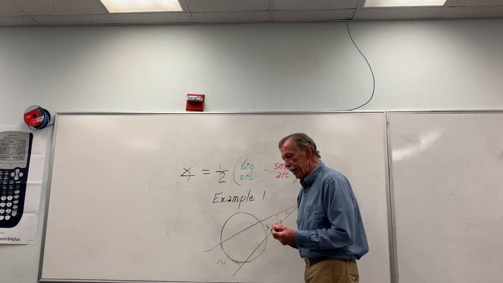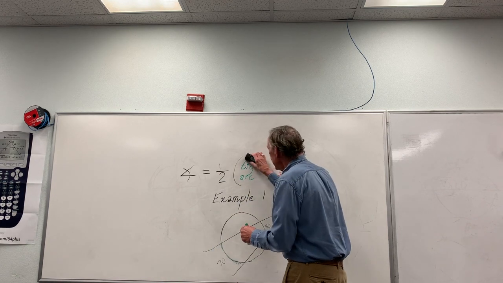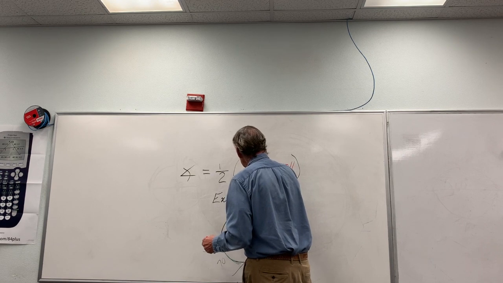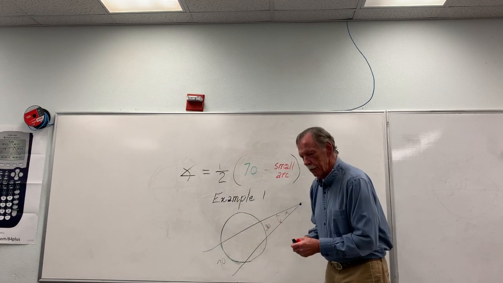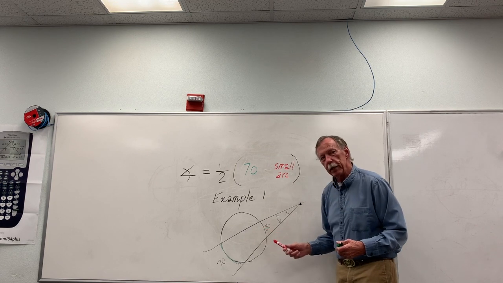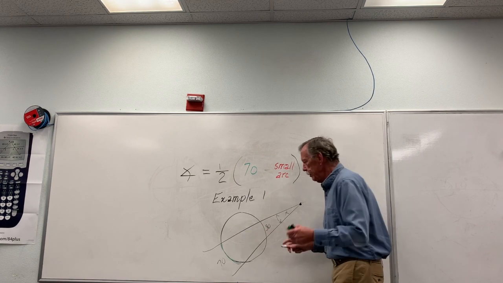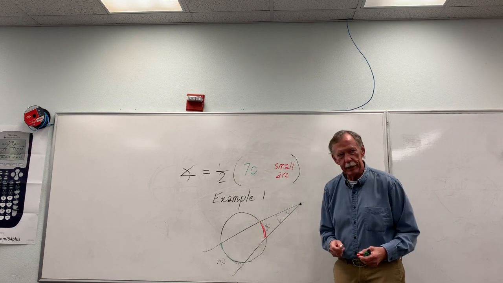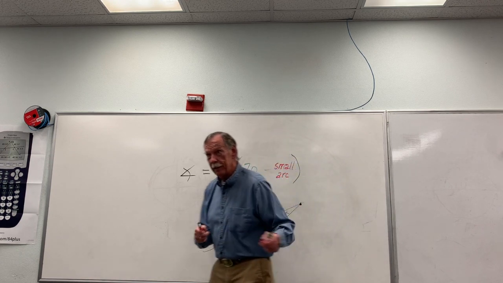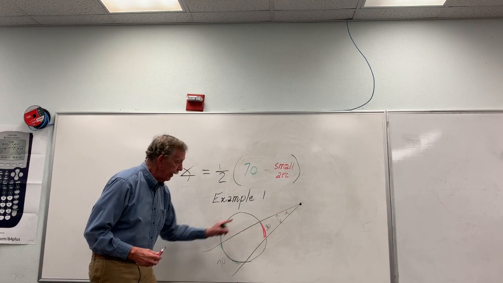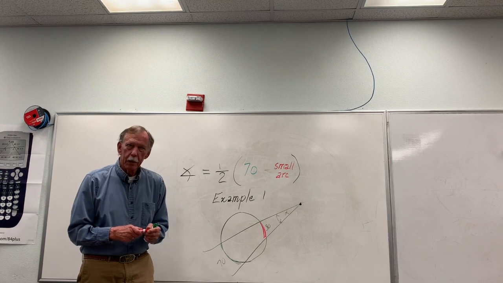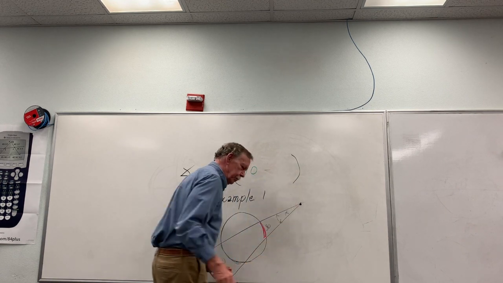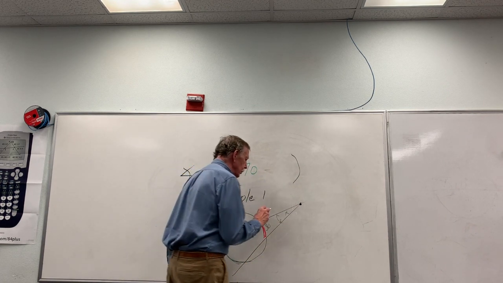So where I have big arc, I'm going to put the value 70. This little puppy here is the small arc. Can you see that? Are you good on that? Can you see that that's the big arc and that's the small arc? Now, once again, don't get creative. Begin with the basic equation and put in the numbers.